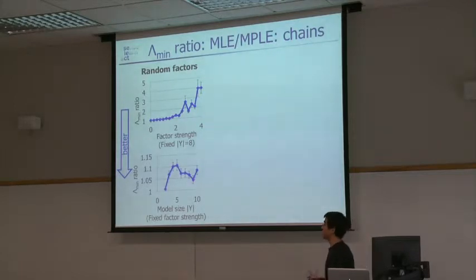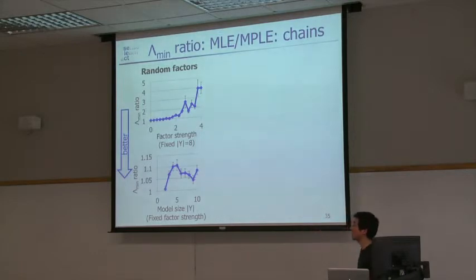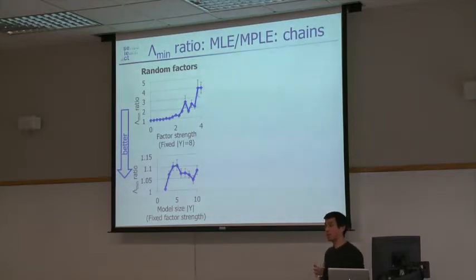Now on the bottom, this is showing for fixed factor strength what happens when we increase the model size. You can see that the ratio jumps around, but it all stays at pretty small values. And using pseudo-likelihood doesn't seem to hurt you that much as you get a longer and longer chain.